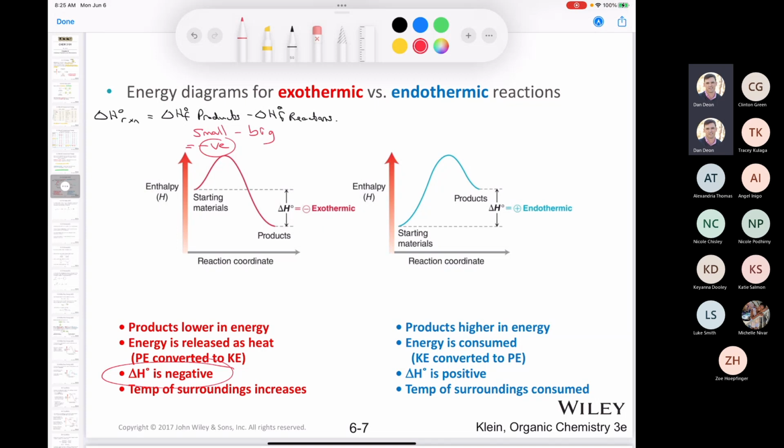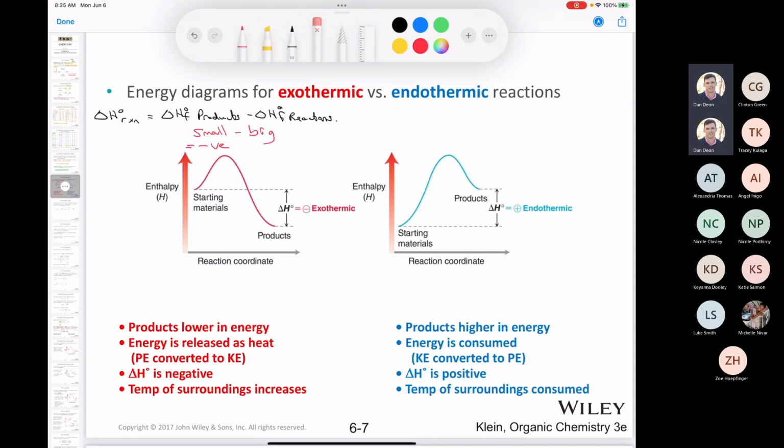Our products are lower in energy. The energy is released as heat. Why does that happen? Well, it happens because the potential energy stored in the bonds is converted into kinetic energy, and the temperature of the surroundings increases. So the particles that are surrounding the reaction vessel are going to start moving faster, and so their kinetic energy and their temperature is going to increase.